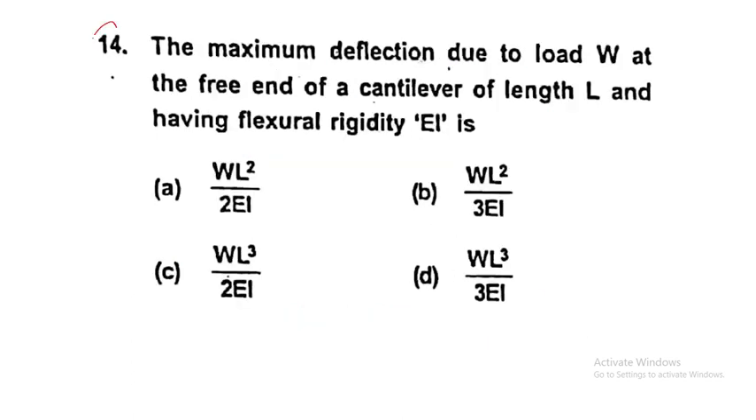Next question. Question number 14. A maximum deflection due to load W at the free end of a cantilever of length L and having flexural rigidity EI is given by. Let me write what they are actually asking. This is the deflection of a cantilever beam at W. So this is B point, this is A point, and this is the elastic curve, this one is the slope at B, and this is delta B.